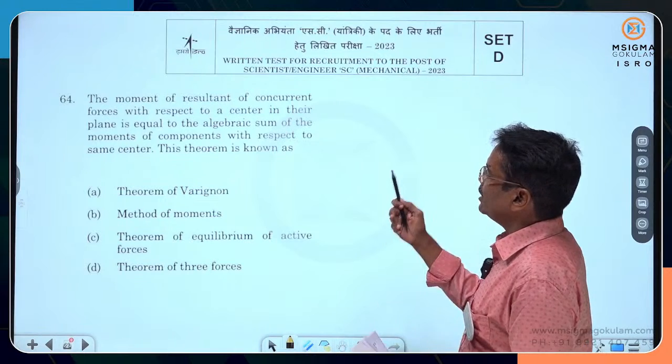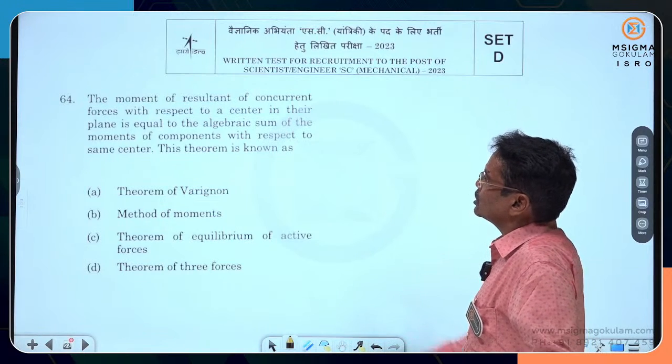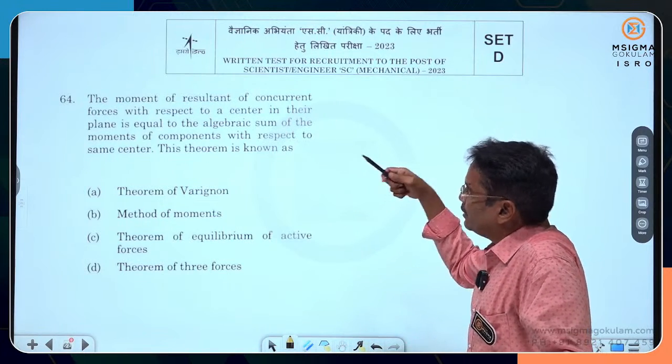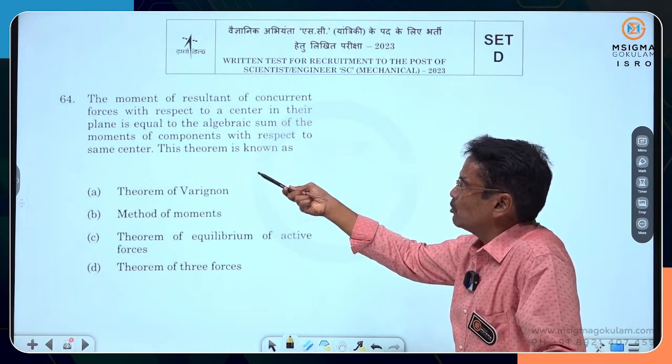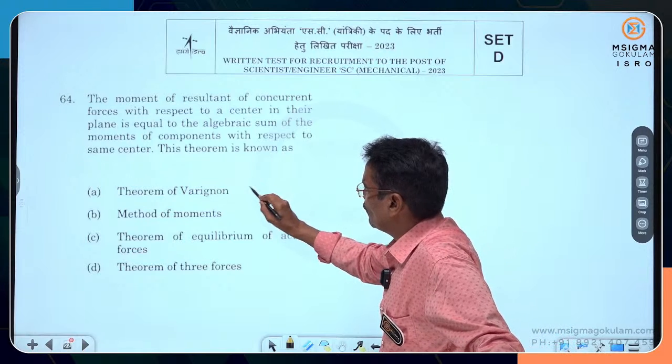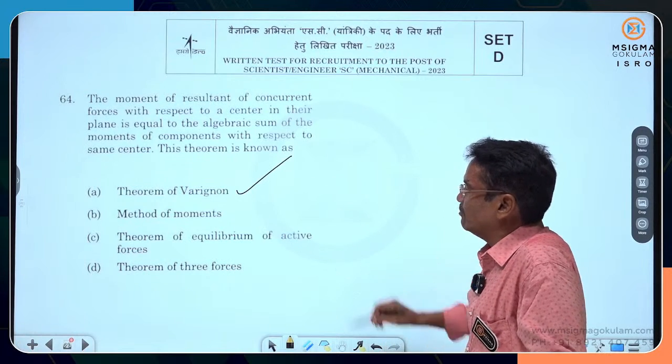The moment of the resultant of concurrent forces with respect to a center in their plane is equal to the algebraic sum of the moments of the components with respect to the same center. This theorem is famously known as Varignon's theorem.